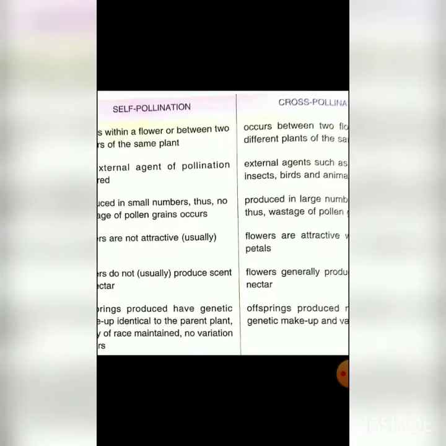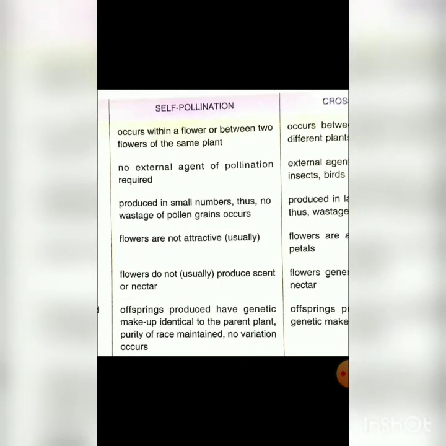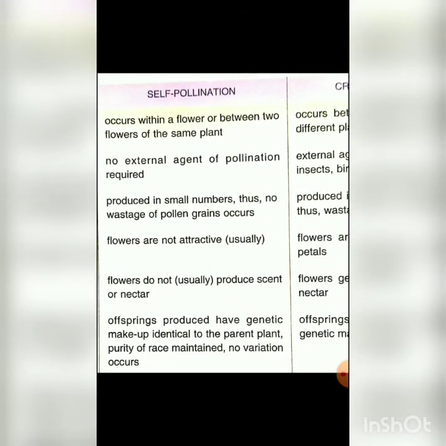The next is the difference between self-pollination and cross-pollination. This differentiation is based on characteristics like occurrence, agents of pollination, production of pollen grains, appearance of flowers, fragrance and nectar, nature of offsprings produced. Based on this, self-pollination and cross-pollination.